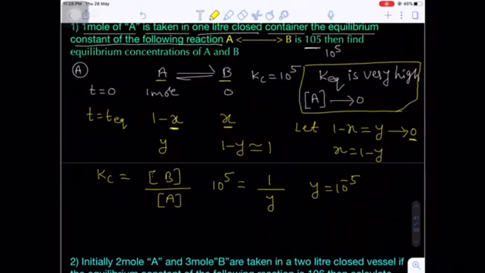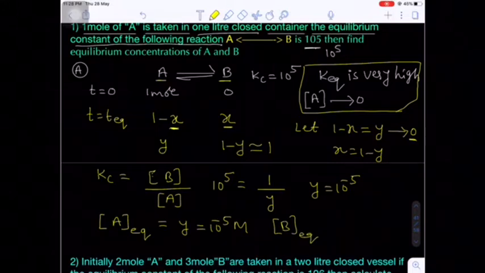Now the question is the concentration of species at equilibrium. Concentration of A at equilibrium is equal to y. What is the y value? 10 raised to minus 5 moles per liter. Now what is the concentration of B at equilibrium? The concentration of B is equal to 1 minus y. The y value is very small compared to 1, so I am ignoring y. So I am taking 1 minus 0, that is 1 mole per liter.